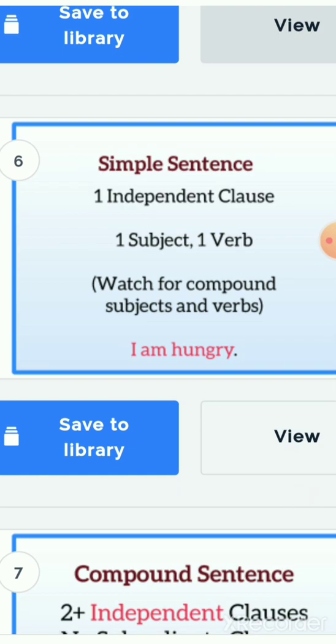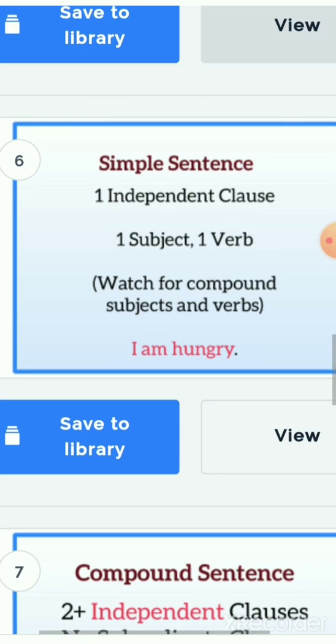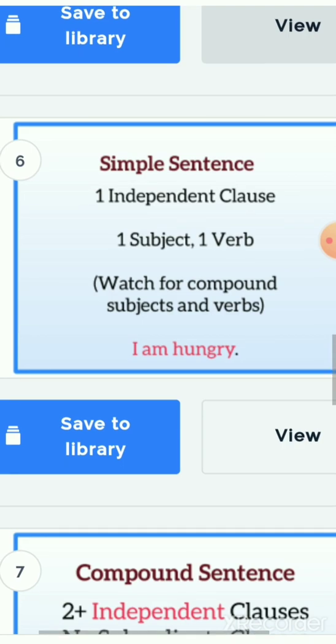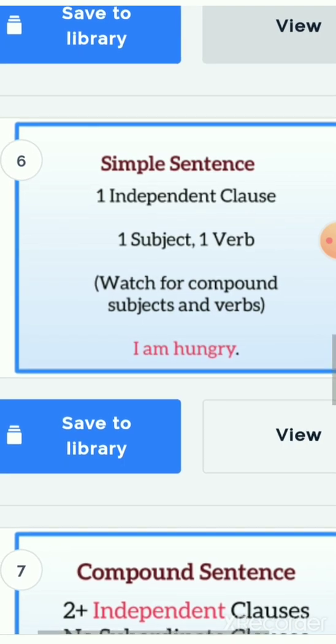For example, I'm hungry. I is the subject, am is the verb. Hungry is a complement here, which is an adjective, and it's a complete thought, and it can stand alone. This is an example of a simple sentence.